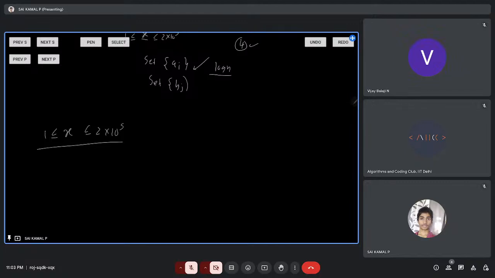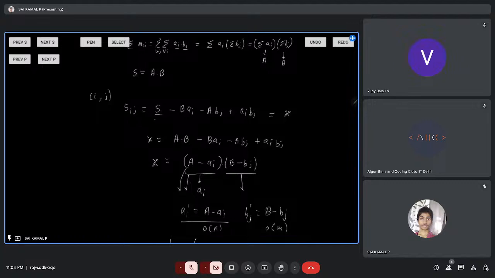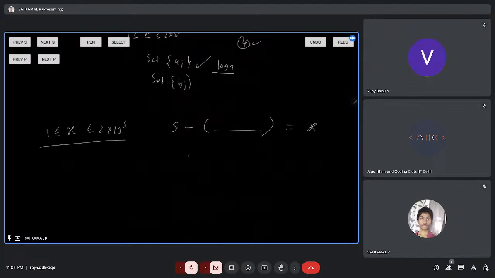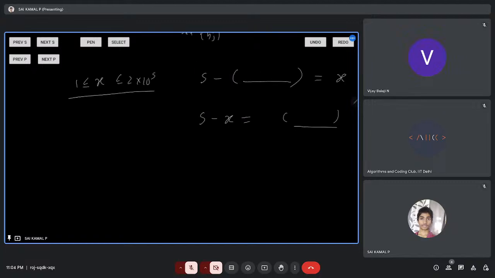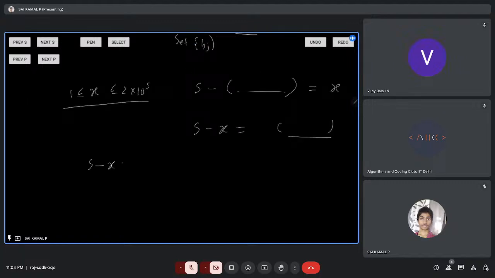So if we see that x lies between 1 and 2 into 10 power 5, we have that s minus the term that we are subtracting equals x. This is what our target is. So what this means is we can put s minus x equal to this target term. So what we are trying to find is s minus x such that this is equal to b times ai plus a times bj minus ai times bj. So this is our target.